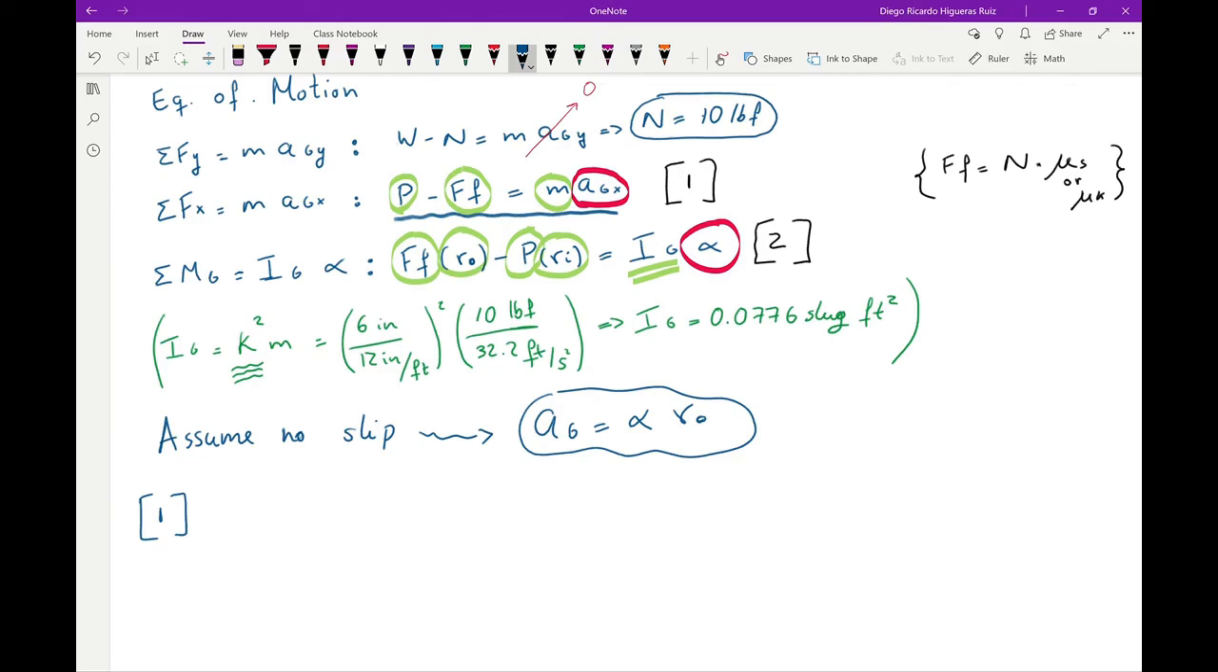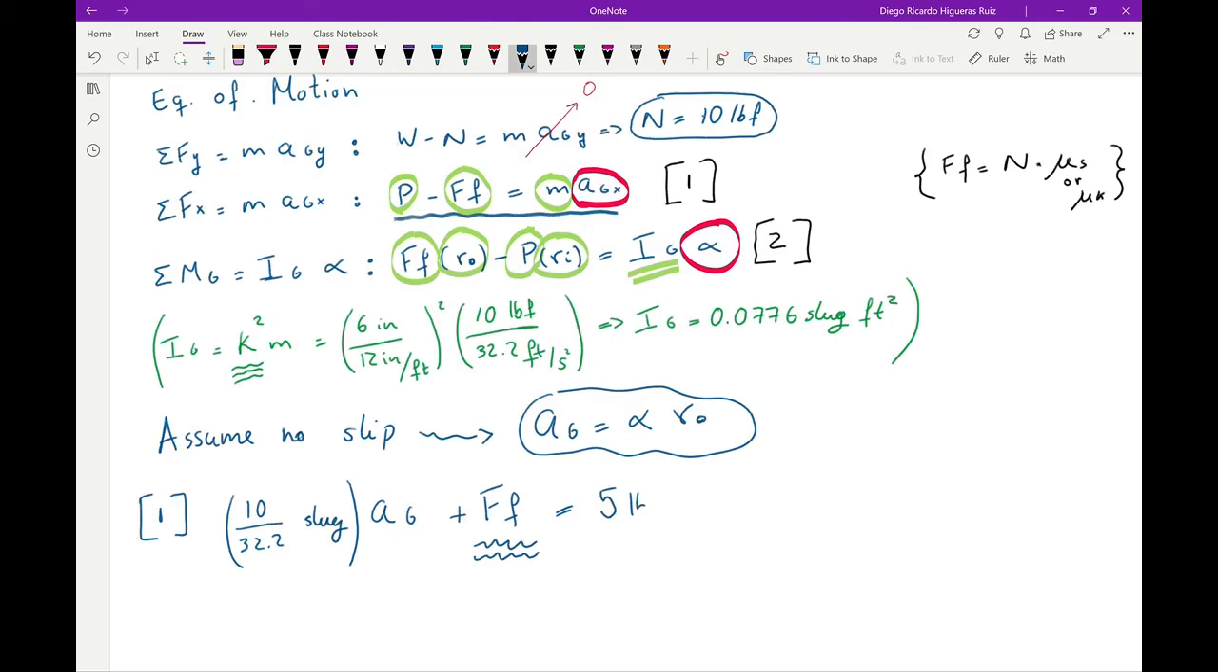I'm gonna move stuff around, but we're gonna have the mass, which is 10 over 32.2, the slug, the mass unit for the English units, times AG plus the friction force. We want to solve for this friction force and compare it with the static friction force that we can calculate with our normal force and mu S, the static friction coefficient. And this is gonna be equal to 5 pounds force. Okay, that's gonna be my equation 1.